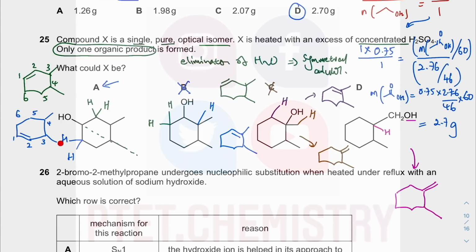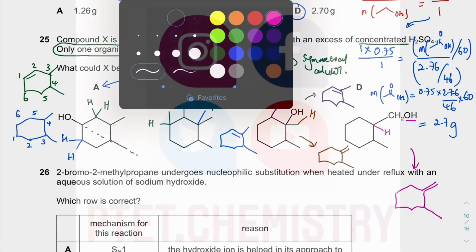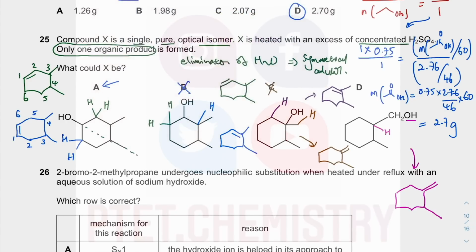So again, I'm skeptical about this. Have I done something wrong? Let me just double check. I know, I definitely have done something wrong. If I remove the blue one, the H and the OH, my double bond would be there and not there. You see, very easy to make mistakes. I was wondering how come it was that.